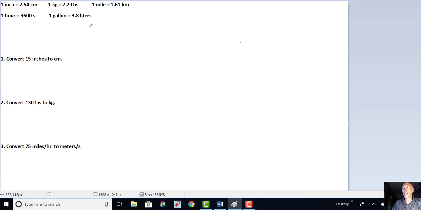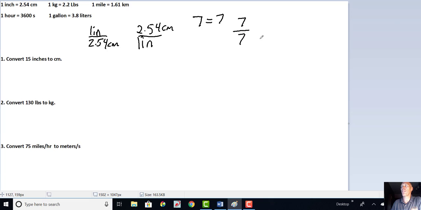Here's the important thing you need to understand. For a conversion factor, I can write 1 inch over 2.54 centimeters, or I can write 2.54 centimeters is the same as 1 inch. That's a conversion factor. They're equal to each other. It's a really dumb analogy, but you get the idea. You know that 7 equals 7, so I can make it a fraction: 7 over 7. I can flip it and put the other 7 on top, and that's the same as 7 over 7. So I can put 1 inch on top or 2.54 centimeters on top because they're equal to each other.